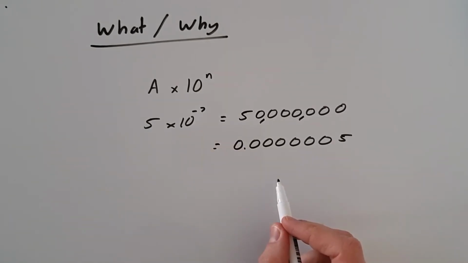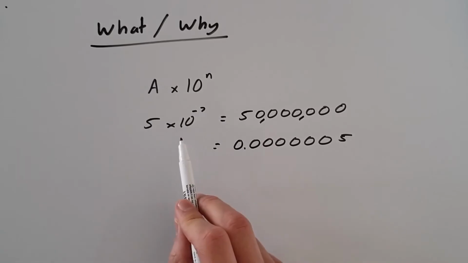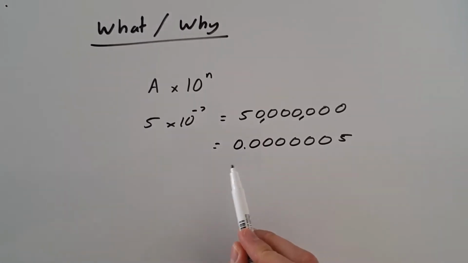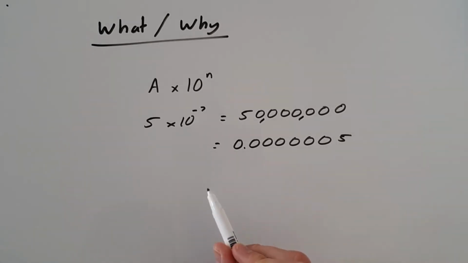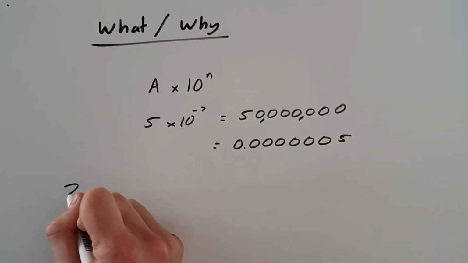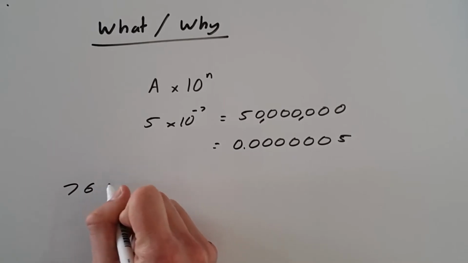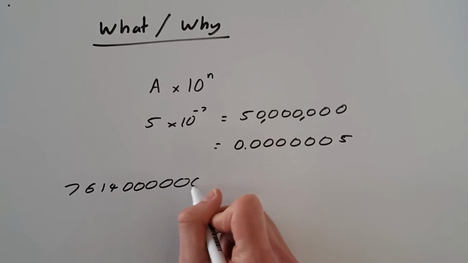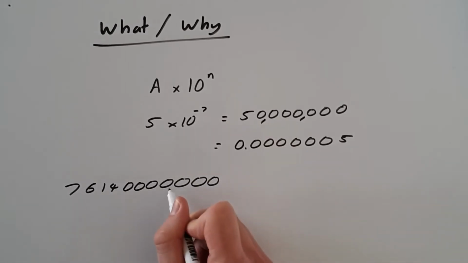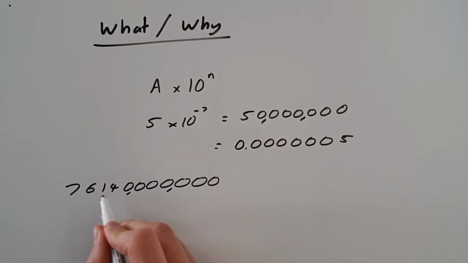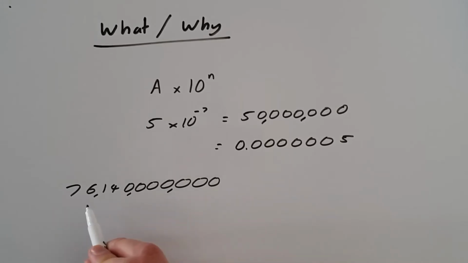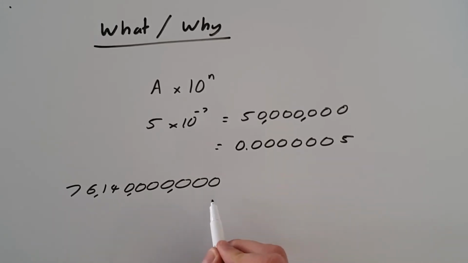Another essential skill you need with this sort of thing is to be able to go the other way. So if you had a really big or small number, show that written in standard form. Okay? So for example, if we had 7, let's have 6, 1, 4, and then some zeros afterwards. Okay? So we'd have this, this, and this. So this number would be 76,140,000,000. Okay, let's have that written in standard form.